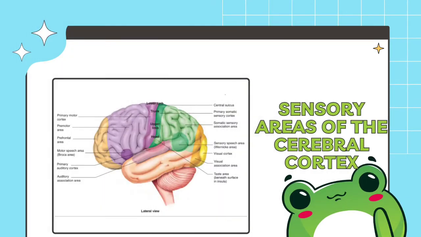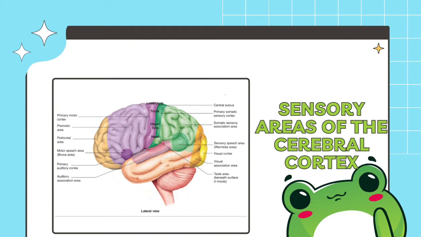Sensory areas of the cerebral cortex. In here, you can see an illustration that shows the sensory and motor areas of the lateral side of the left cerebral cortex, where ascending tracts project to the primary sensory areas of the cerebral cortex. Association areas are involved in recognizing the sensory input. Ascending tracts project to specific regions of the cerebral cortex, called primary sensory areas, where sensations are perceived.